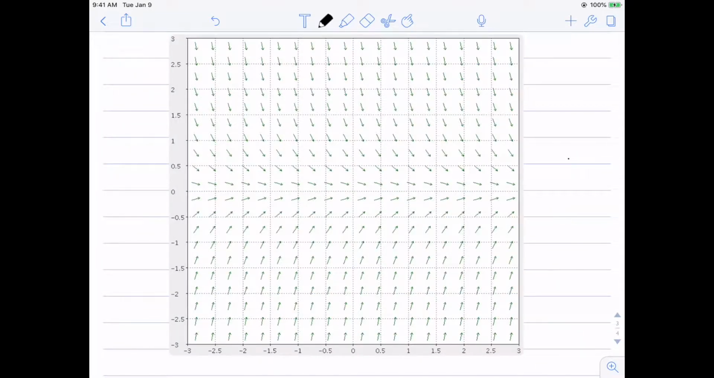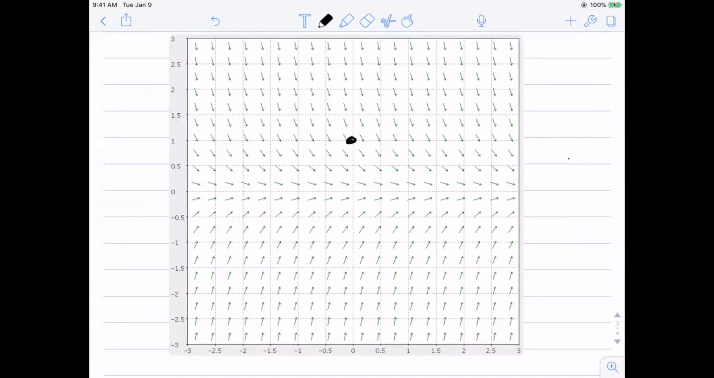So if we were to continue this process for a lot of points, we would get something that looks like this, with all of these little line segments that show you the general direction of the slope at particular points. And this can help us visualize solutions. So let's suppose we knew a single point. Let's suppose we knew that if x is 0, y is 1. So we have this point here.